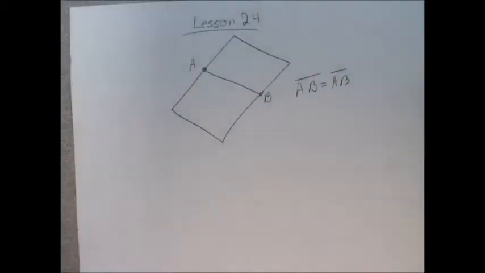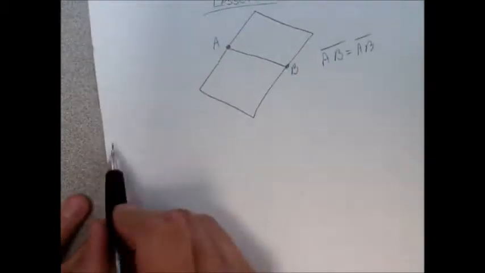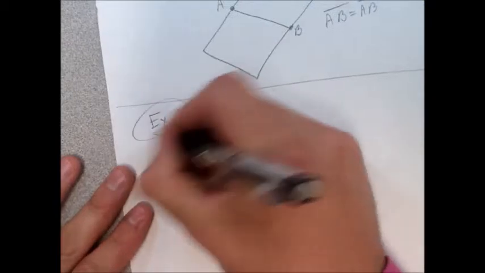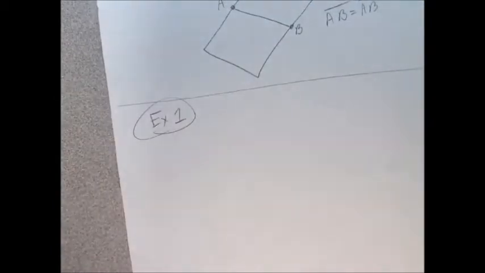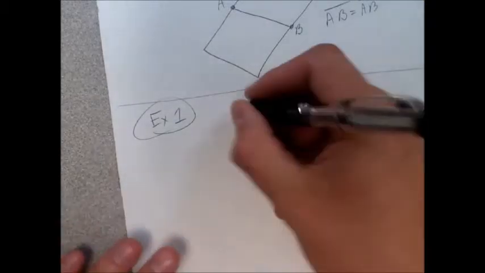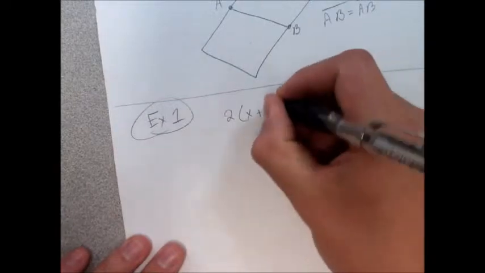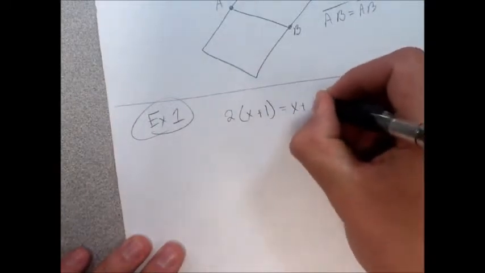Okay, flip your page. We're going to example 1, the very first example that we're going to get to do. Example 1 says writing an algebraic proof, and then it gives us a sample equation. We did this in Algebra 1, so this should be really easy for you. 2 open parentheses x plus 1 close parentheses equals x plus 9.